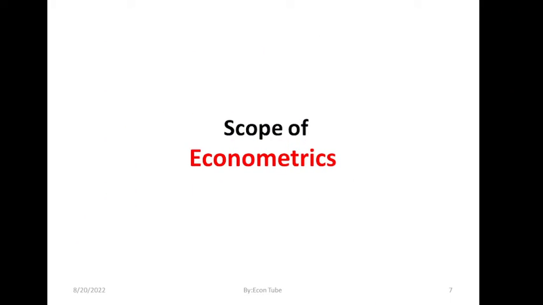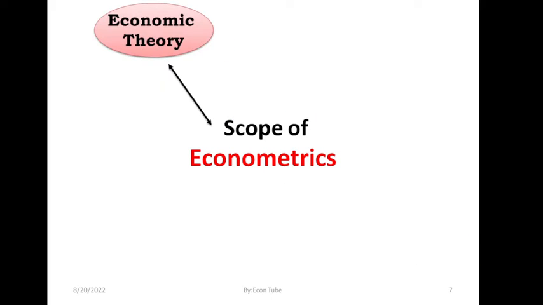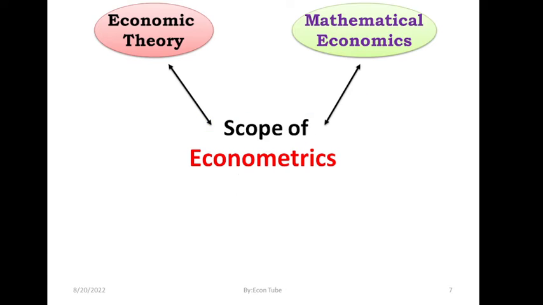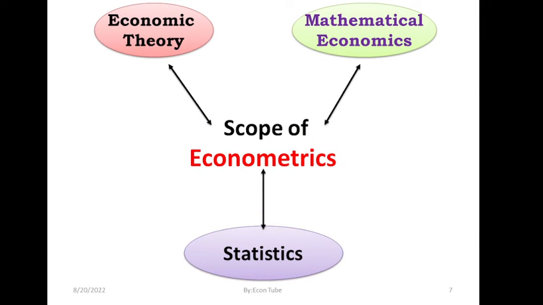Scope of econometrics. What's the boundary of econometrics? Econometrics can include other subjects like statistics and mathematics. If so, how? In econometrics, first we use economic theory. Then we can apply mathematical economics. Finally, we collect data by using statistics. So this scope is composed of statistics, economic theory, and mathematical economics.